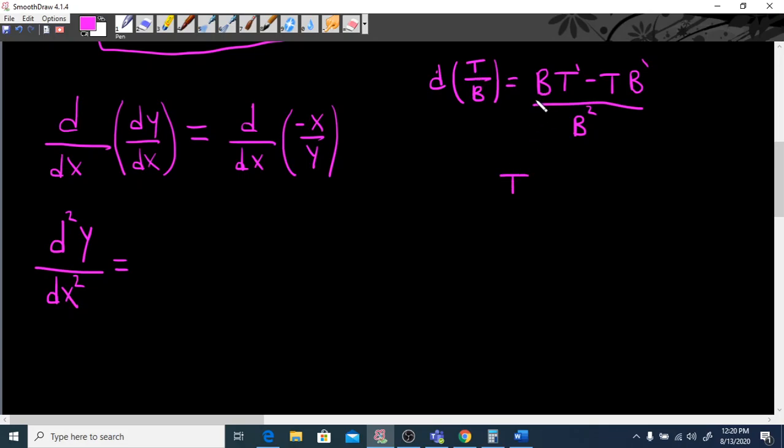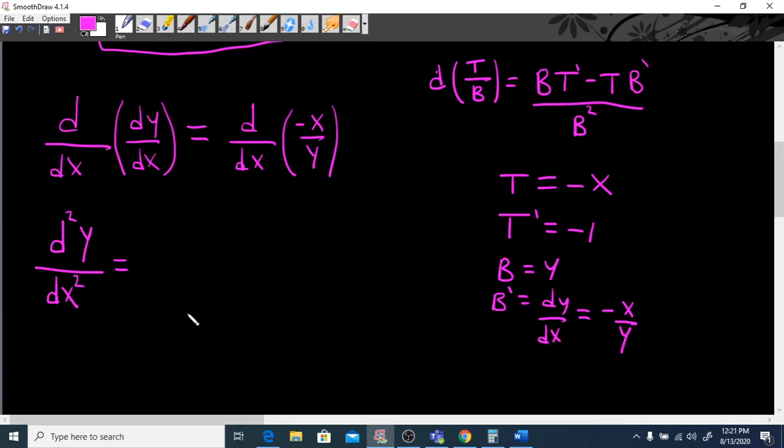Yeah, where was I? The top function, right? The top we can just say is negative x. So the derivative of the top with respect to x is just going to be negative 1. The bottom function is y. So the derivative of y is just going to be dy dx. And let's remember that dy dx is literally negative x over y.